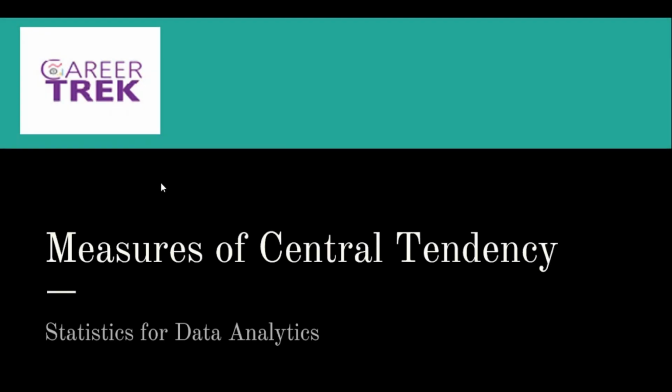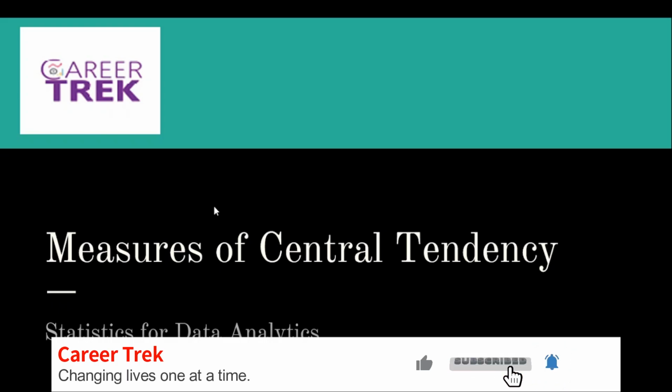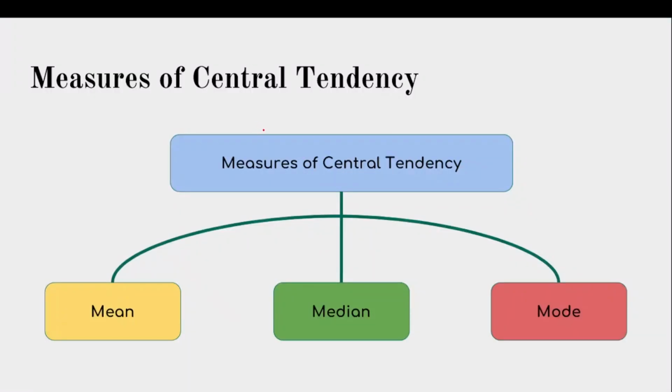Hello everyone. In this particular video, I'm going to discuss the measures of central tendency. A measure of central tendency is a summary statistic that represents the center point or typical value of a dataset. These measures indicate where most values in a distribution will fall. The different measures of central tendency that we will be dealing with are mean, median, and mode.